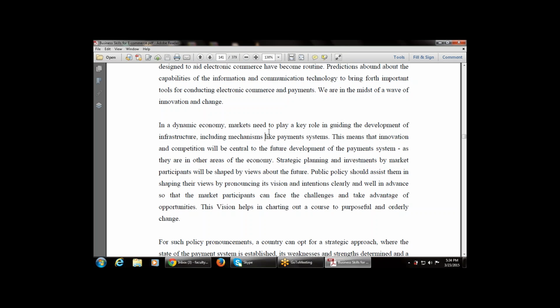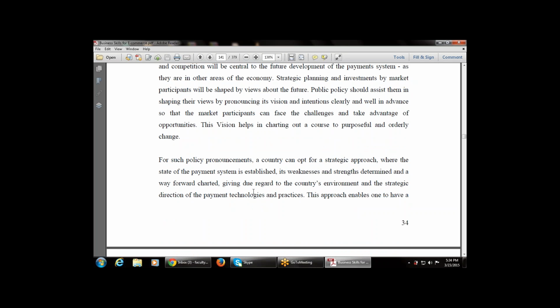So there are various policies used in the e-payment system, and various approaches also used with it, where the state of the payment system is established, its weaknesses and strengths determined, and a way forward charted, giving due regard to the country's environment and the strategic direction of the payment technologies and practices. So whenever I say e-payment in India, there must be proper rules and regulations, and a proper strategic direction of the payment technologies and practices.